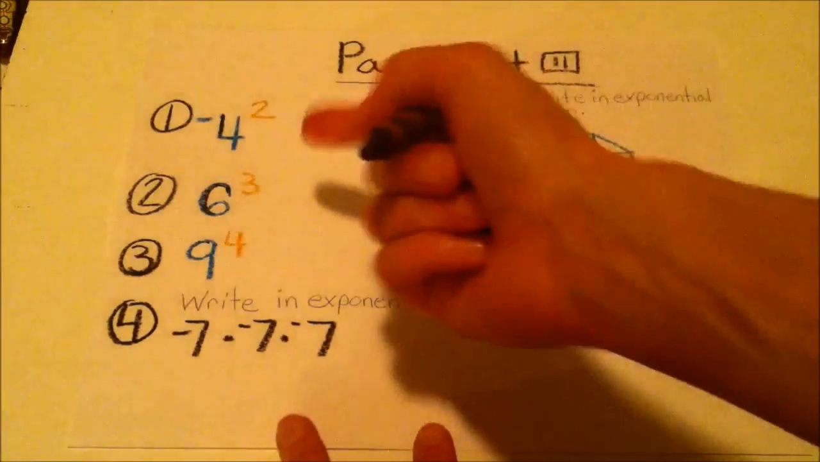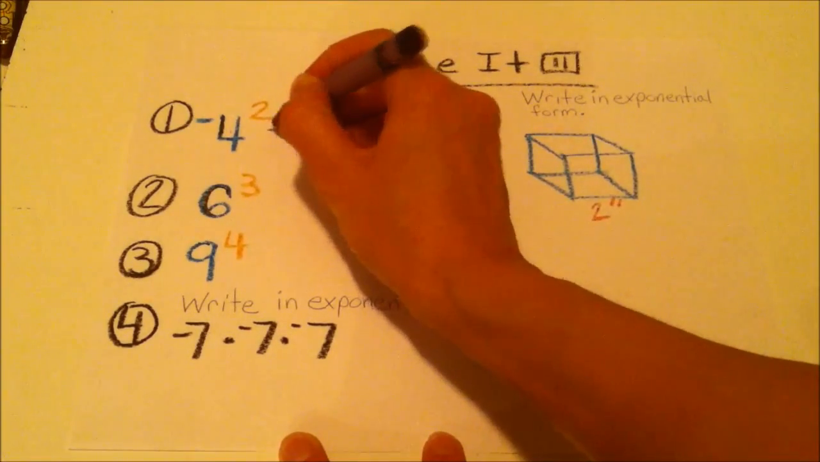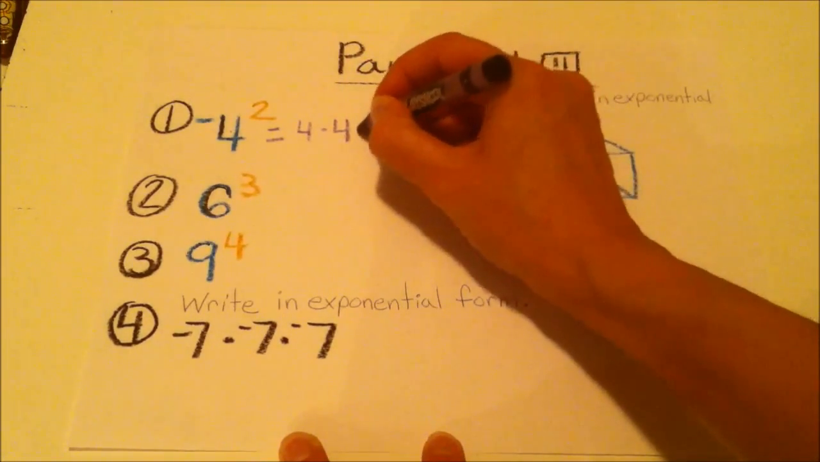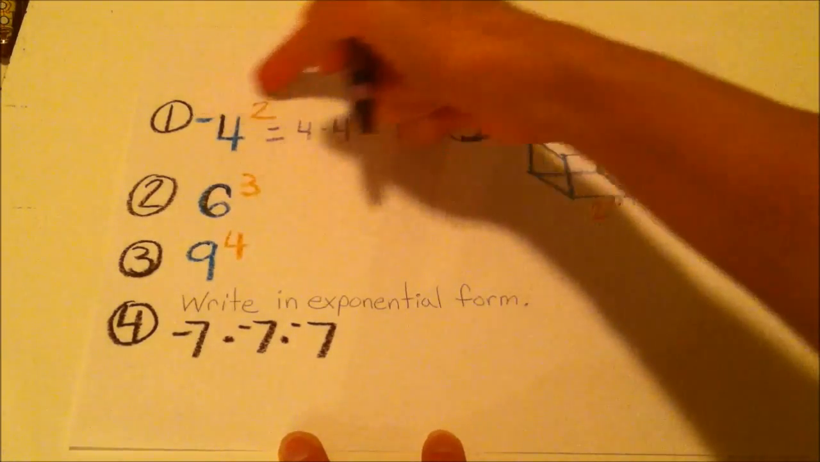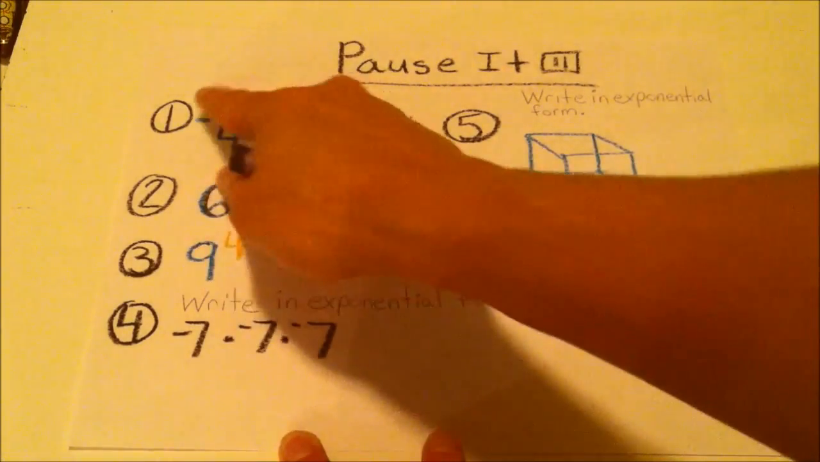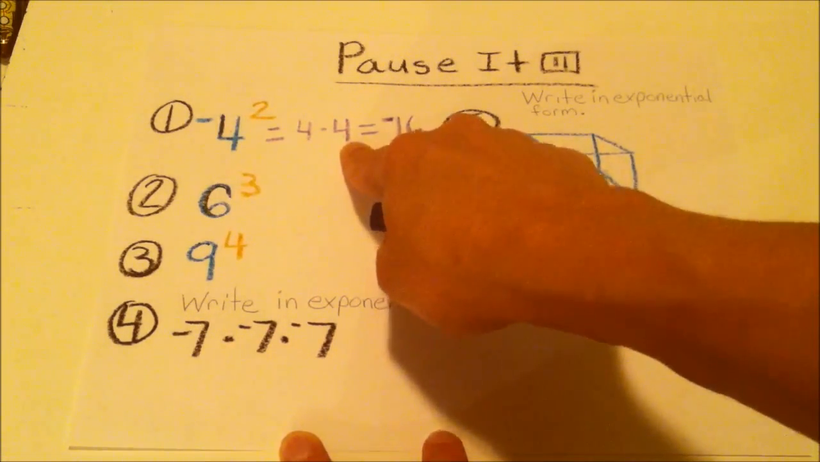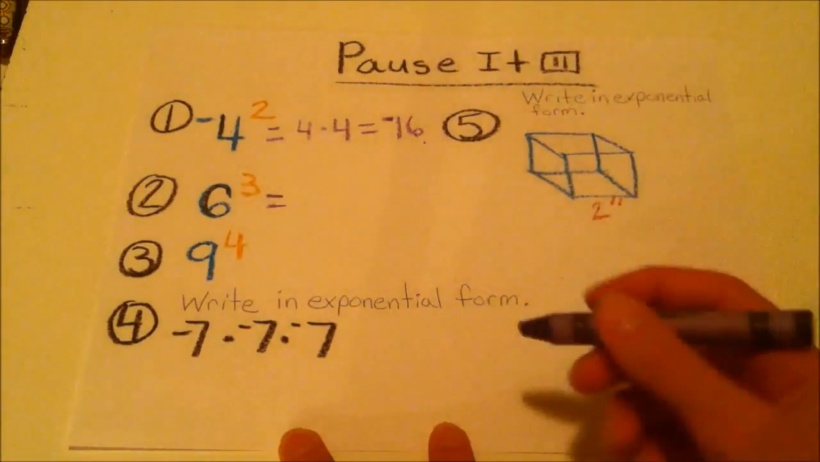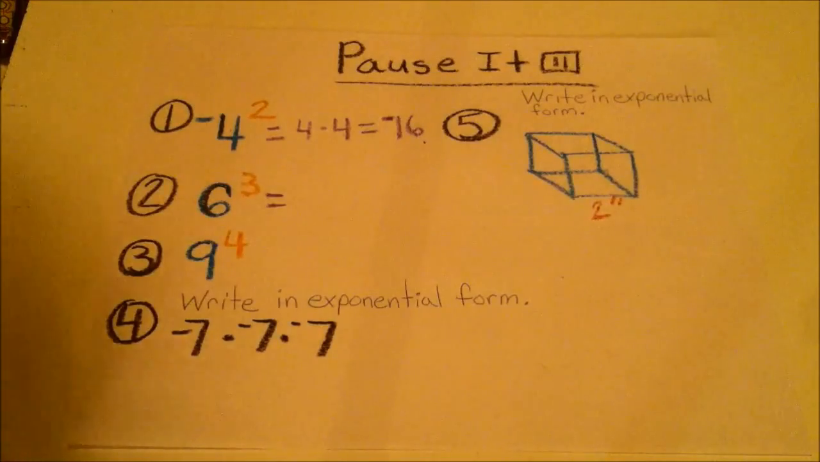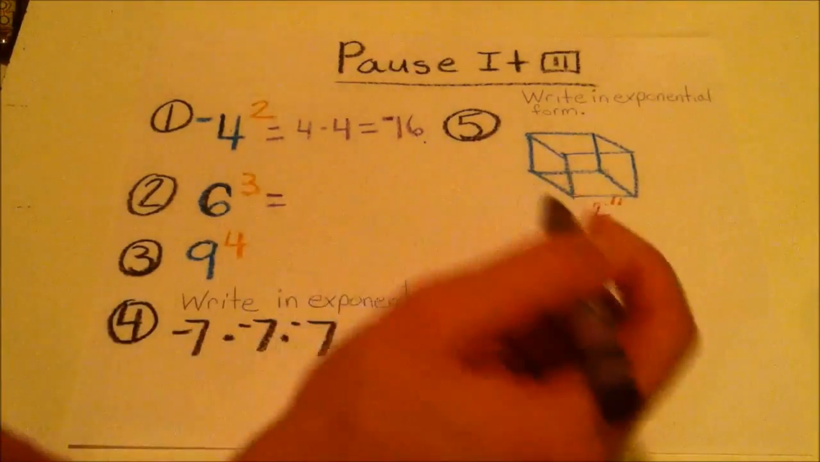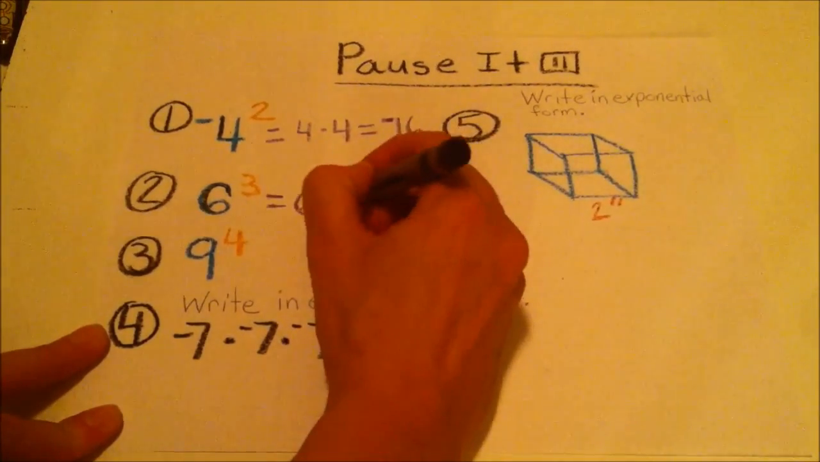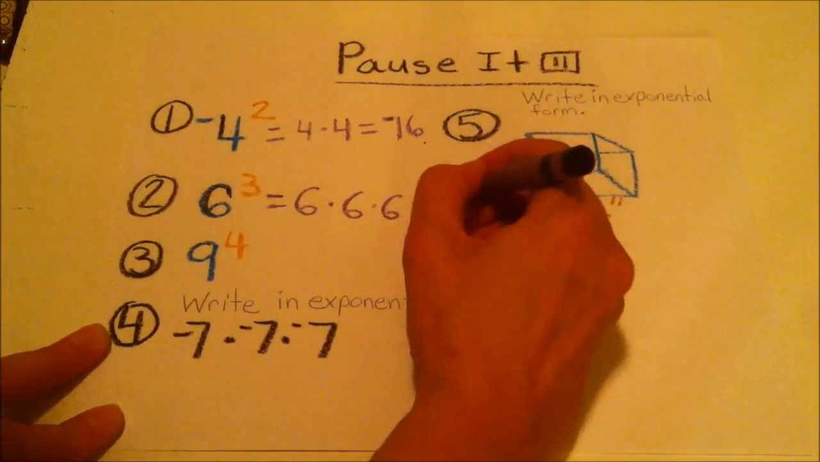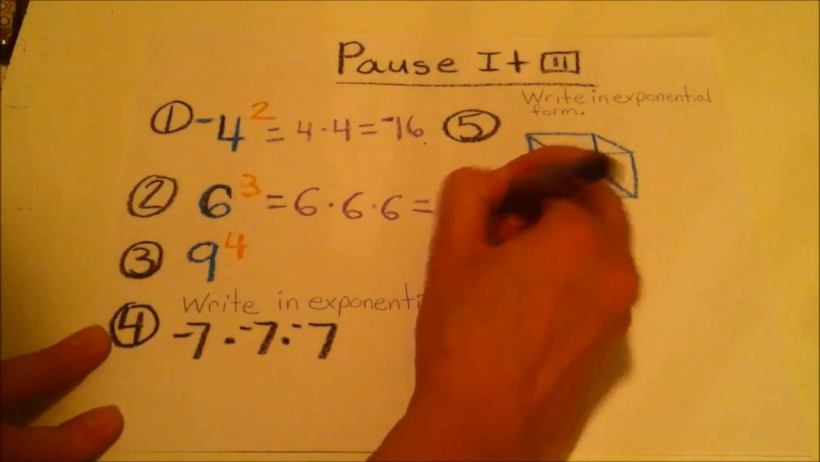Okay, let's try this out. Negative 4 squared means 4 times 4, which is 16. And I'm just going to simply bring the negative sign over. Since the negative 4 was not in parentheses, I did not multiply by a negative 4. Number 2, 6 to the 3rd power. 6 to the 3rd power is 6 times 6 times 6. 6 times 6 is 36, and 36 times 6 is 216. So the power here is 216.